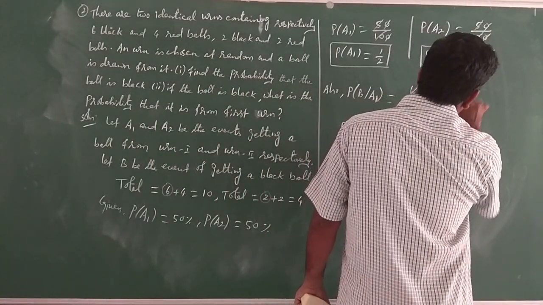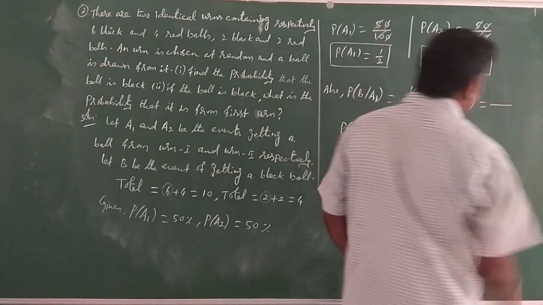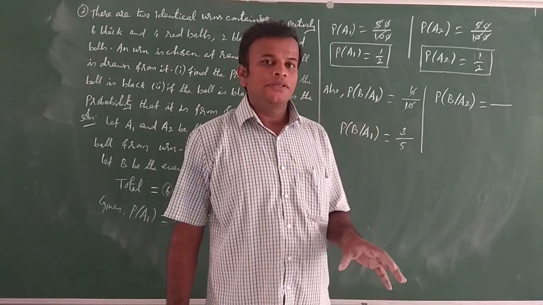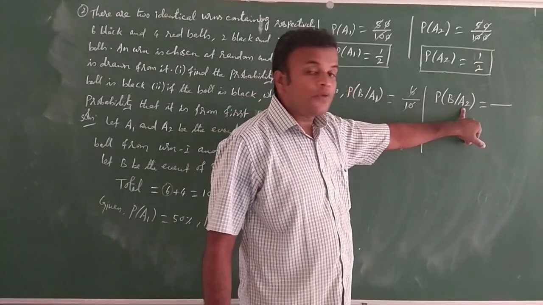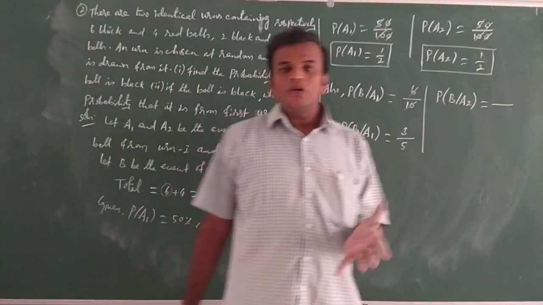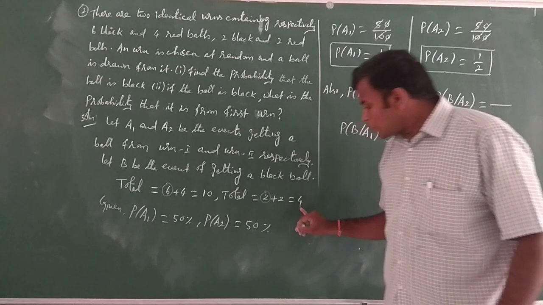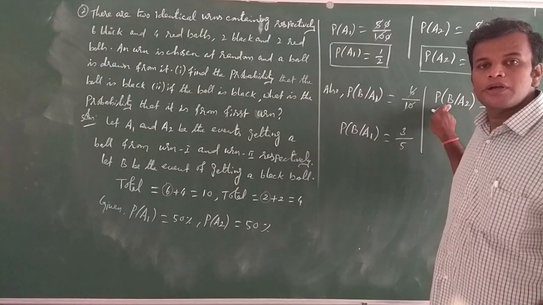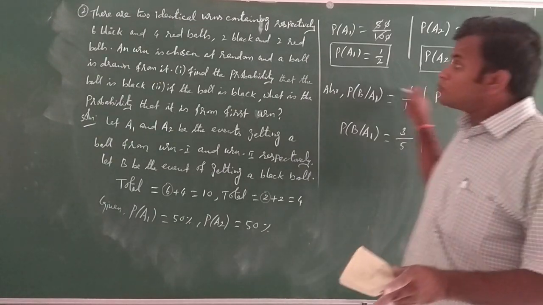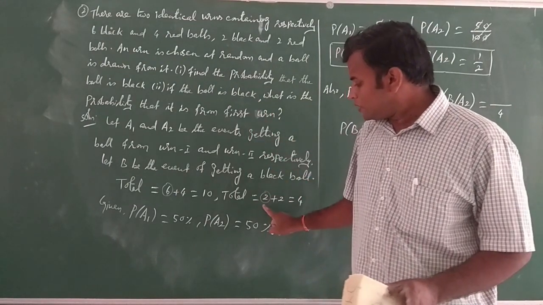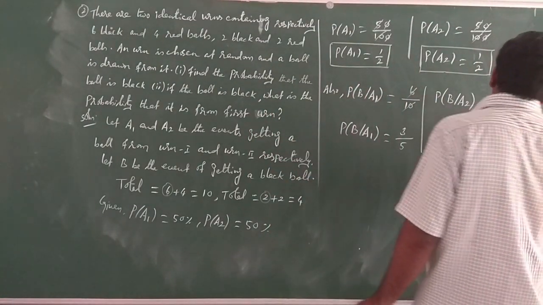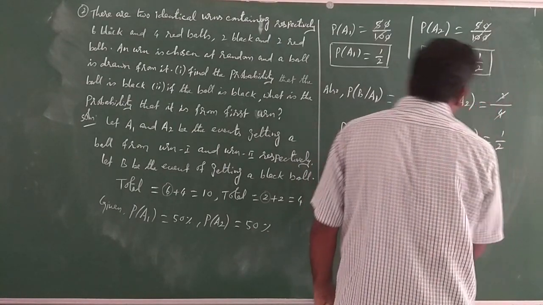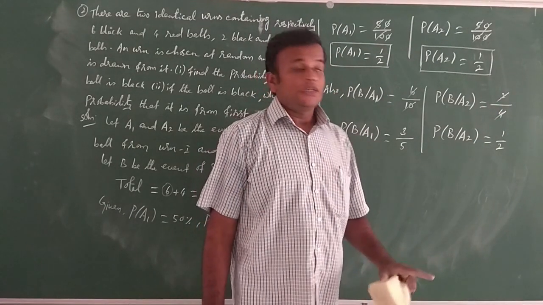P of B by A2, that value is also given. It's a conditional probability. One event has already happened. Which event? The ball has come from hand 2. In hand 2, the total number of balls is 4, so 4 divided by 4. B is the event of selecting a black ball. In hand 2, how many black balls are there? 2. So 2 by 4, I cancel. P of A2 is also 1 by 2. Yes, 1 by 2. These are all the given values.